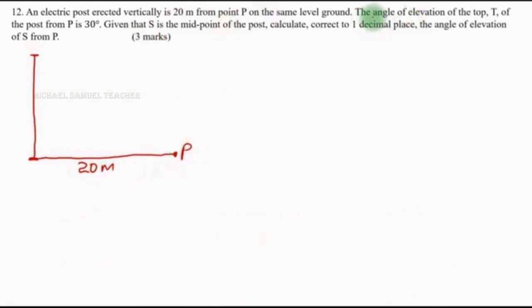Something else given: the angle of elevation of the top T of the post from P is 30 degrees. So this is the top, and this is the angle of elevation, which is 30 degrees. Also given, S is the midpoint of the post. Consider this the midpoint S of the post. Calculate, correct to 1 decimal place, the angle of elevation of S from P. So we need to get this angle of elevation. Let me call it theta.